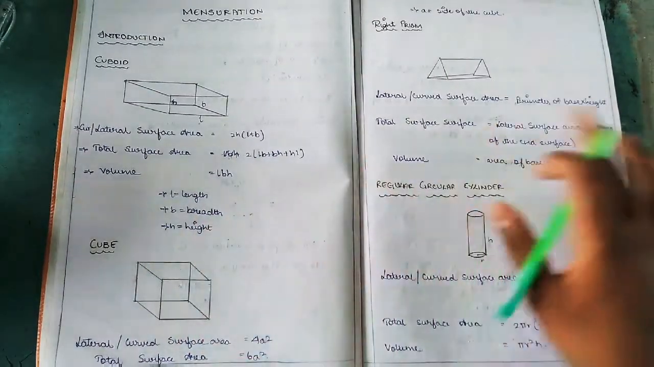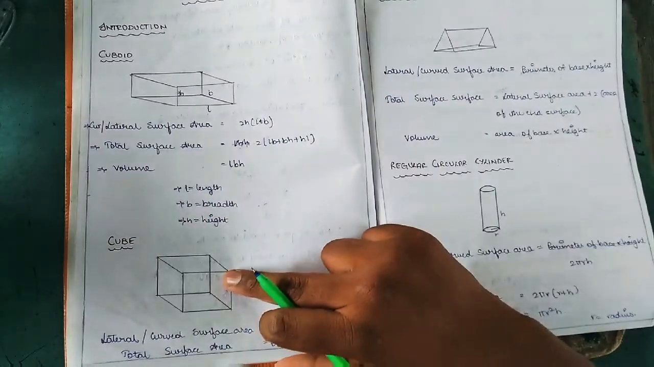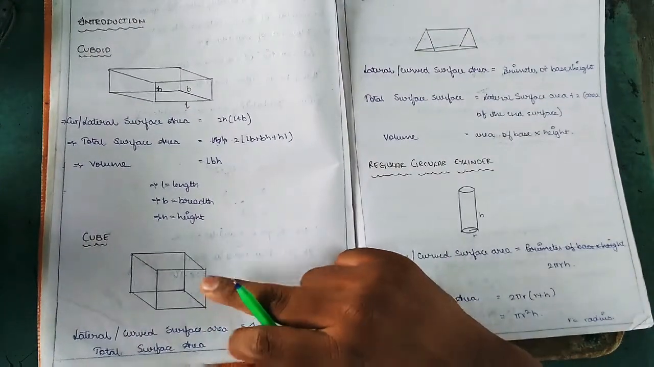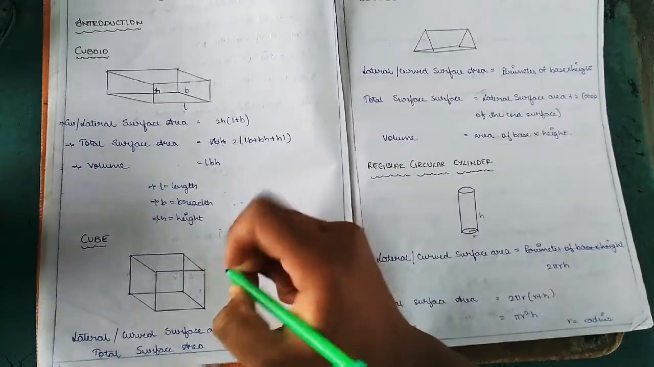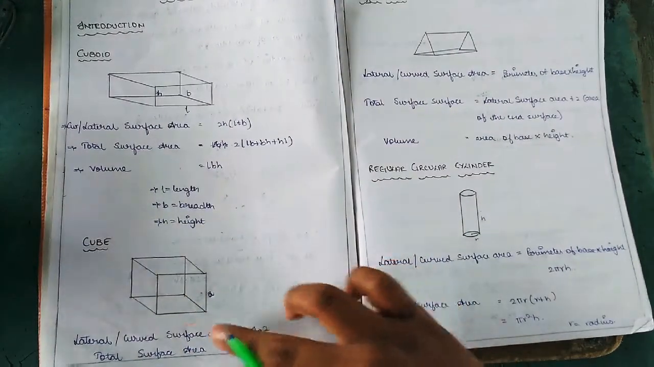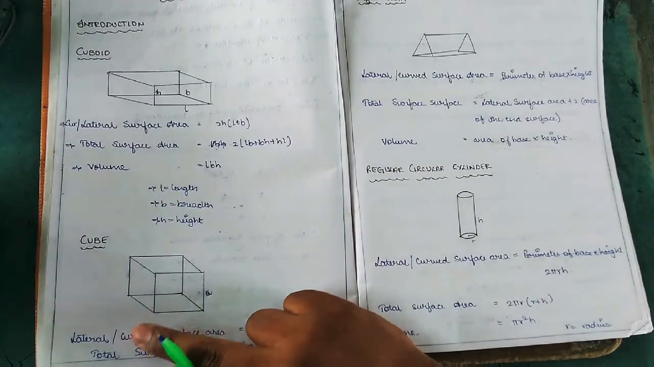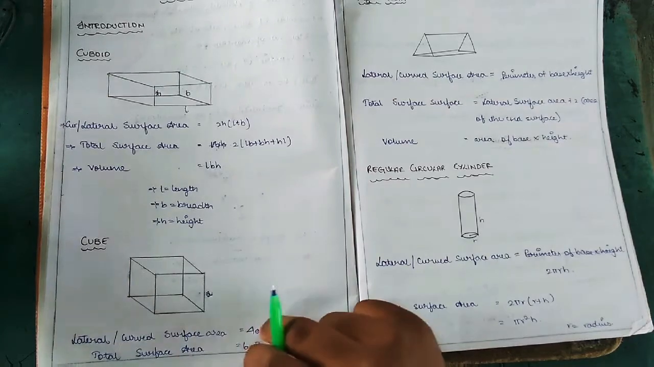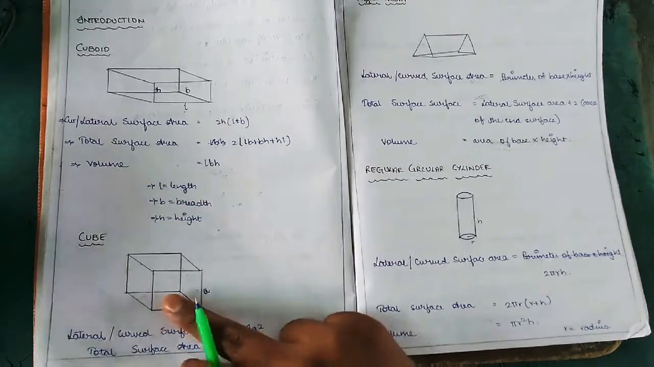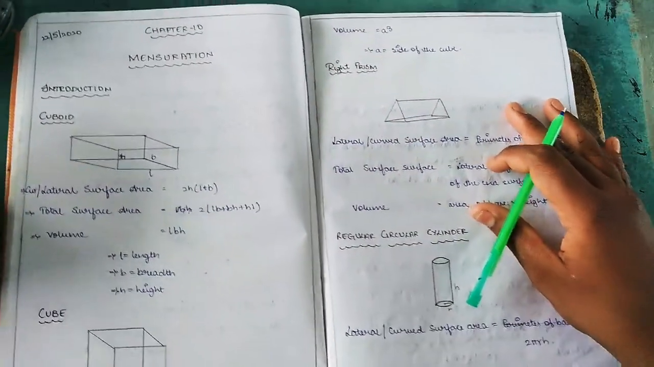Coming next to the cube, this is the diagram for the cube. The lateral surface area of the cube is 4a square. a means the side, every side is a. This can be called lateral or curved; both are the same. So lateral or curved surface area is equal to 4a square, total surface area is equal to 6a square, and volume of the cube is equal to a cube.